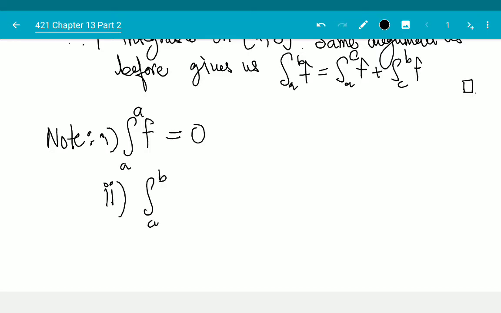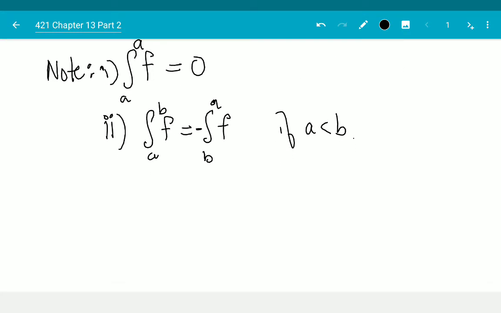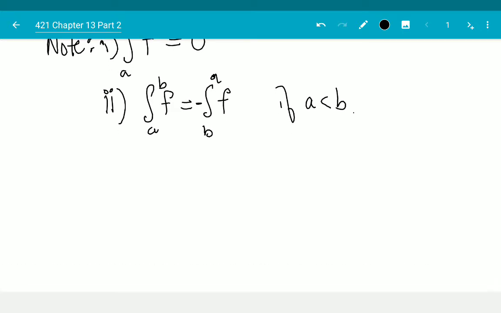Also, integral a to b of f is equal to negative integral b to a of f if a is smaller than b. Well, actually, the second part doesn't matter. Even if a is greater than b, it doesn't matter. Whichever way you define it, you're going to get this, because you can just use the same partition in reverse, and every single term in your sum then suddenly becomes negative, right? So you can pull out a negative from all of these.